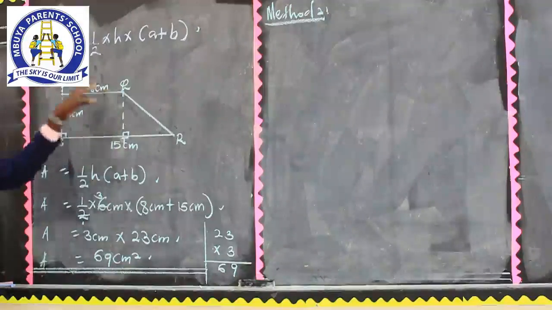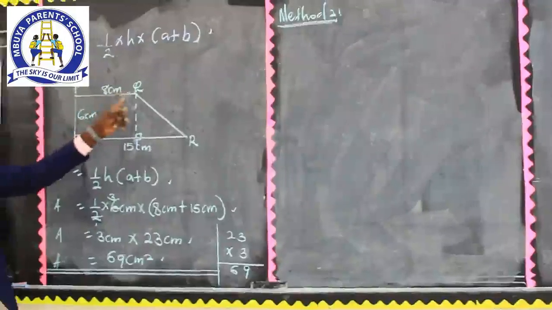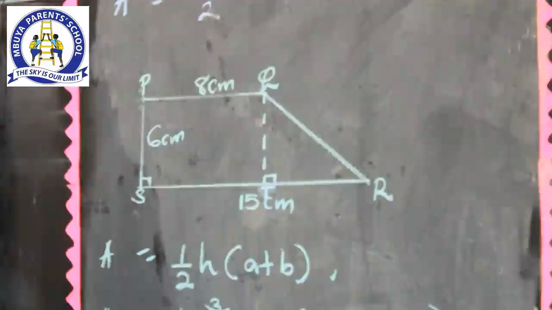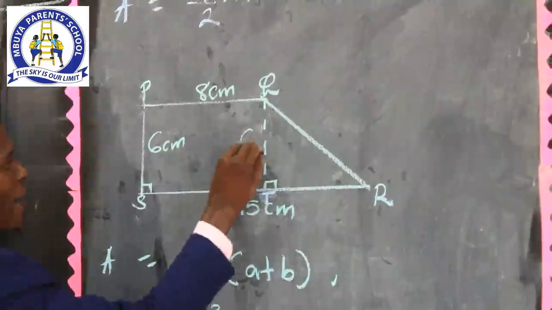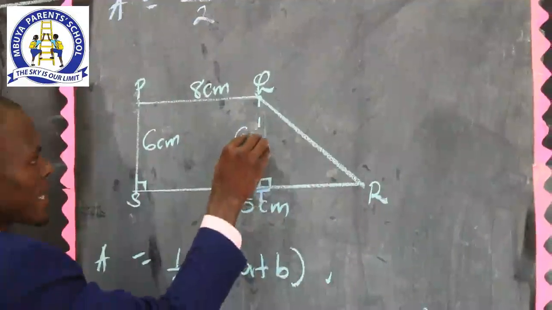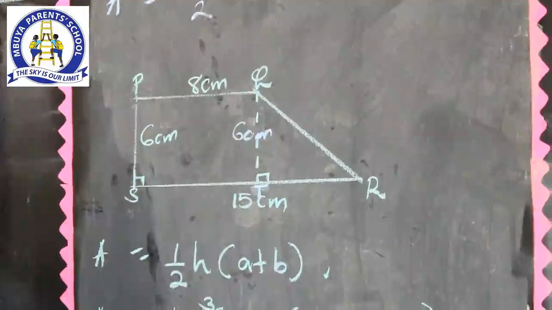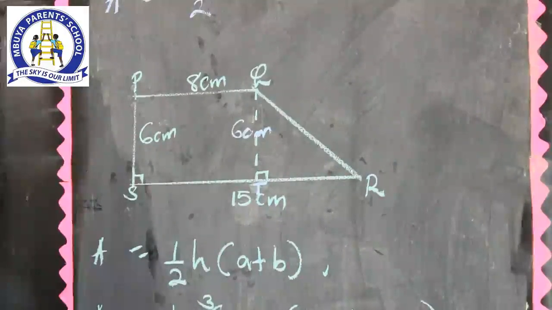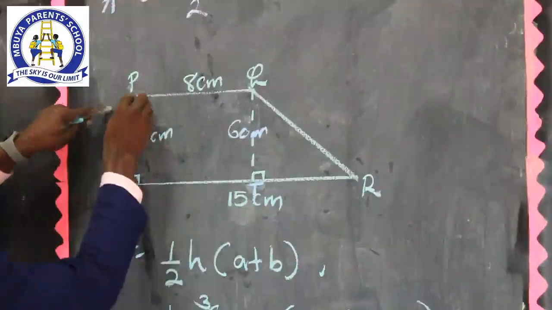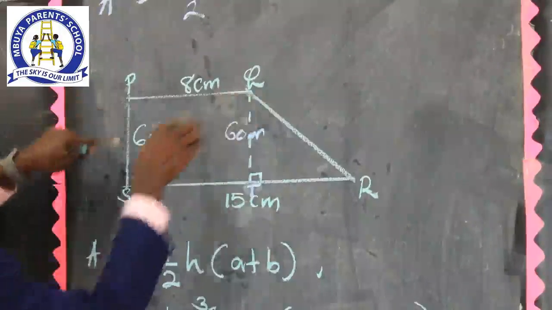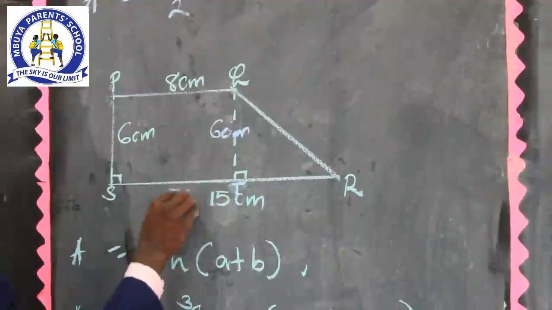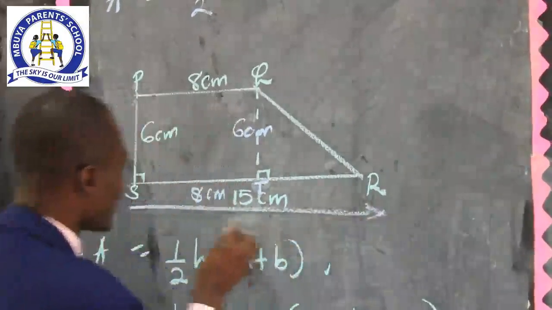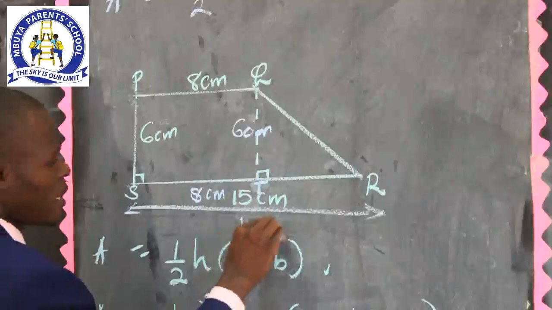So what is remaining? For this rectangle, we have everything. We have the length, 8 centimeters. We have the width, 6 centimeters. Trust me, with the triangle, we have the height, 6 centimeters, but we do not have the base. Trust me, we can get this base with a lot of ease. We know that from this point P2, it is 8. This is also 8. But from this point to this point here, the whole line is measuring 15 centimeters.